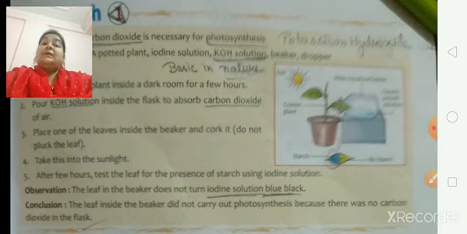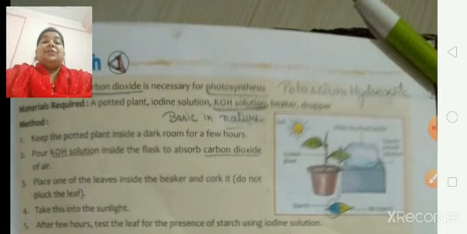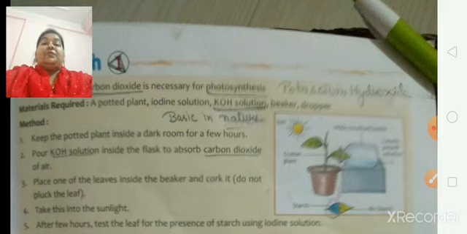So here we are going to start our first activity: why carbon dioxide is necessary for photosynthesis. Carbon dioxide is one of the most important requirements for the process of photosynthesis, according to yesterday's topic. Now, what are the materials required for this activity? These are a potted plant, iodine solution, KOH solution, beaker and dropper.